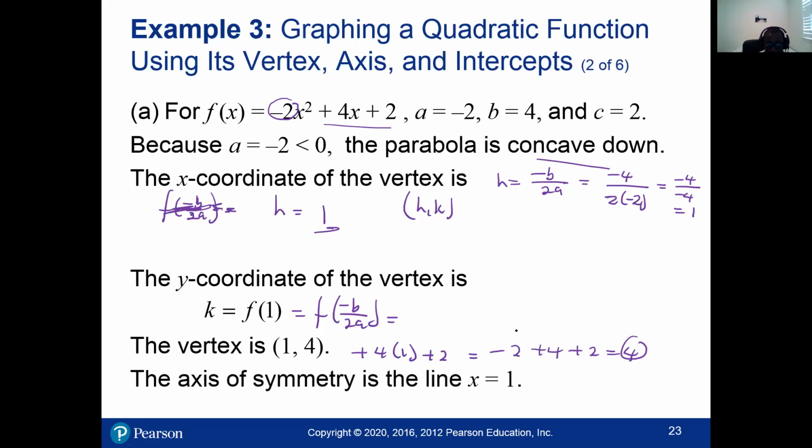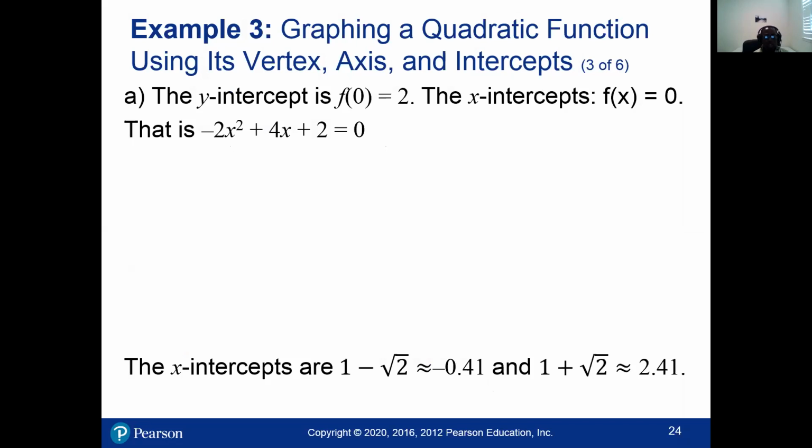What's the axis of symmetry? The axis of symmetry is the line x is equal to h. It is always x equal to h. And again, your h is minus b over 2a. All right. Now, let's continue.